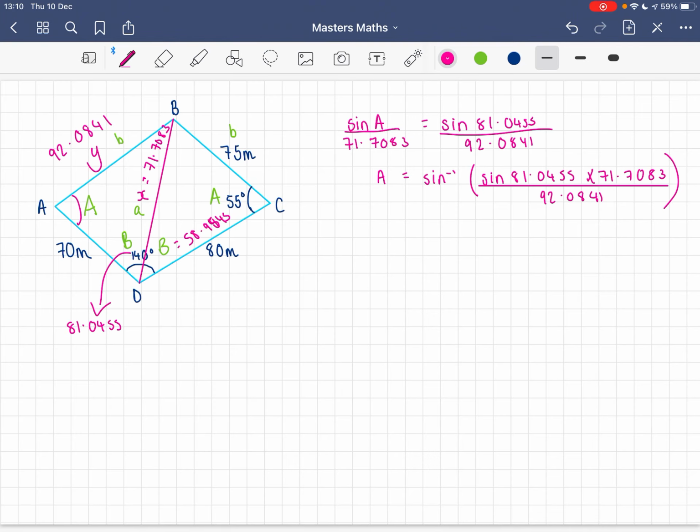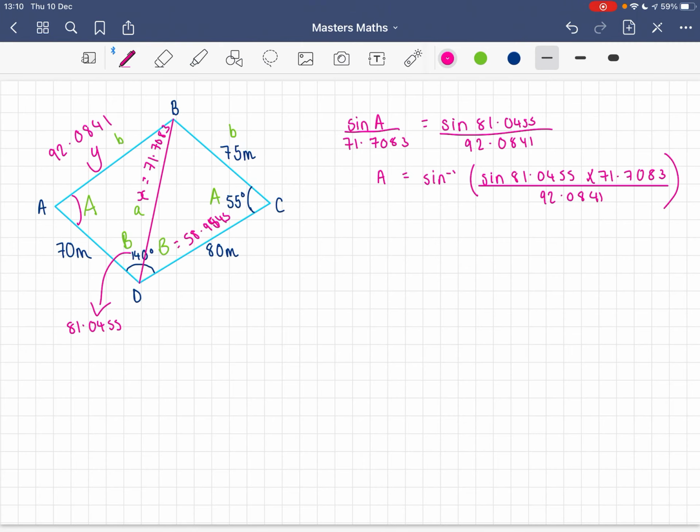Obviously, I'm putting the full decimal places in, but I just can't cope with saying all these numbers out loud anymore. Okay, put that in my calculator. 81 times 71.83 over 92.80841. Close the bracket, and that gives me, oh no, I've typed in something wrong.